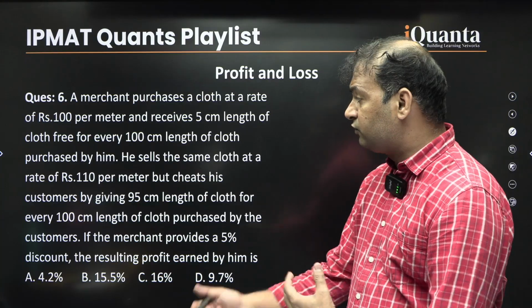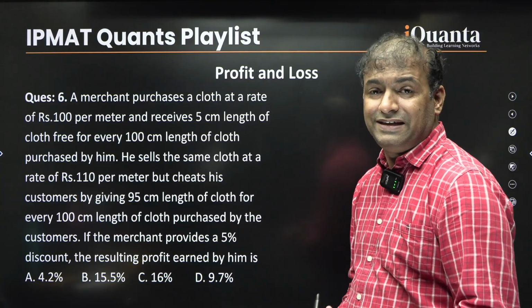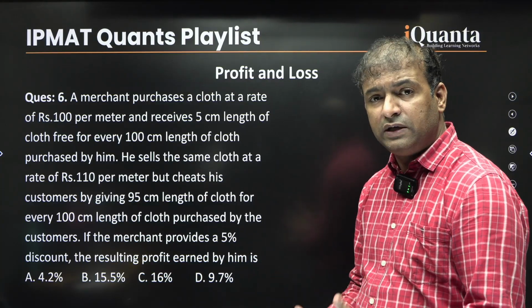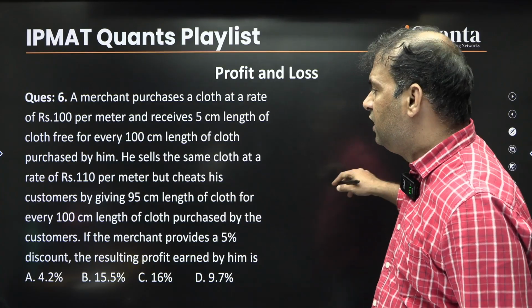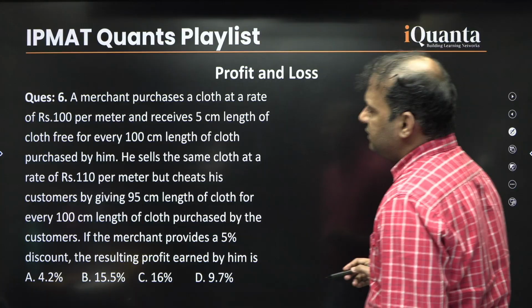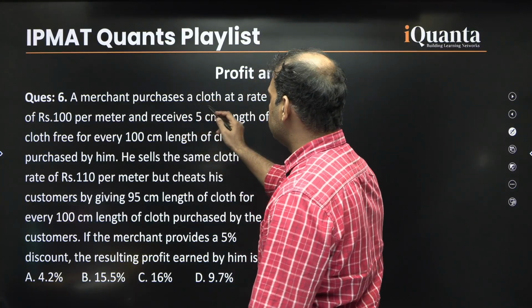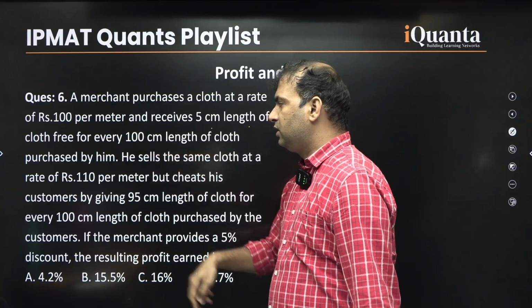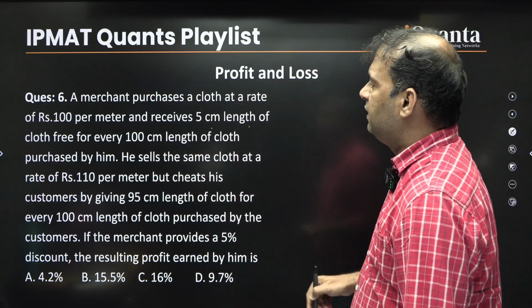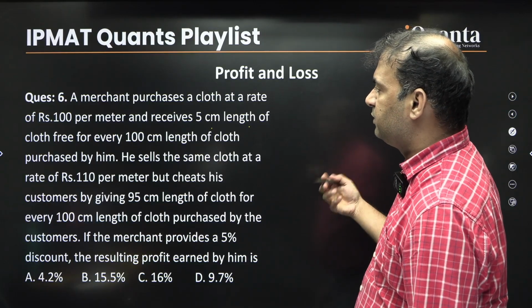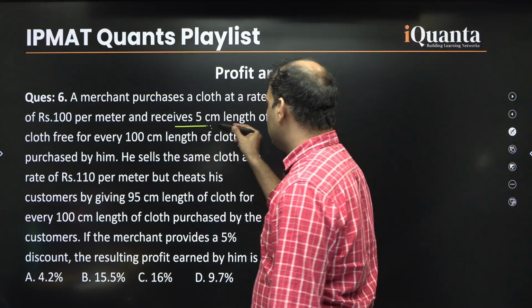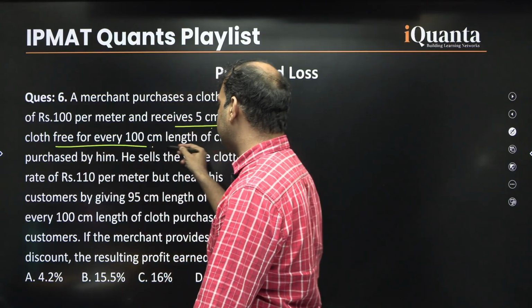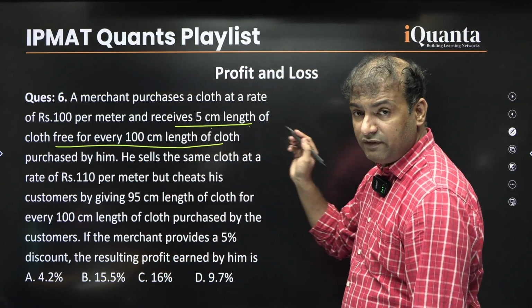We only have to work on the prices, the final prices, and then we'll try to find the profit percentage. Okay, remember what is being said. Let's read it again. A merchant purchases a cloth at a rate of 100 per meter and receives 5 centimeter length cloth free for every 100 centimeter length of the cloth purchased by him, right? He receives 5 centimeter length free for every 100 centimeter length. This is what we have to understand, right?